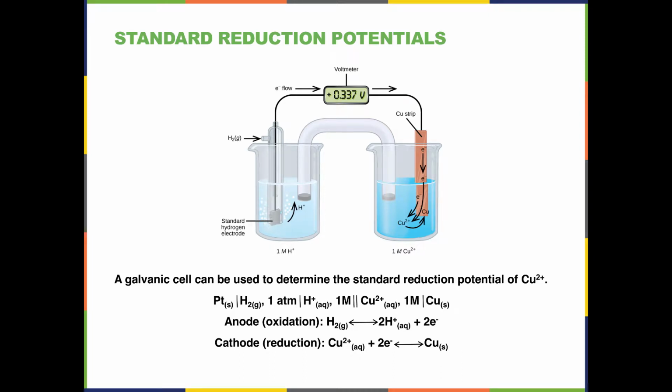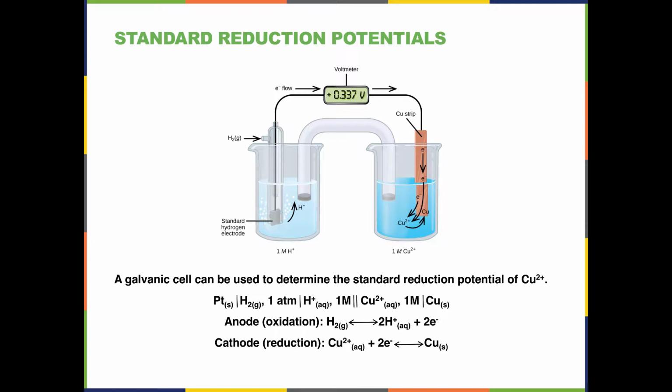Moving on with this discussion of standard reduction potentials, the standard hydrogen electrode can now be used to determine the standard reduction potential for each of the various reactions that can possibly occur. So for example, we put the standard hydrogen electrode together with a copper strip. And in this case, the copper is being reduced, forming copper ions.